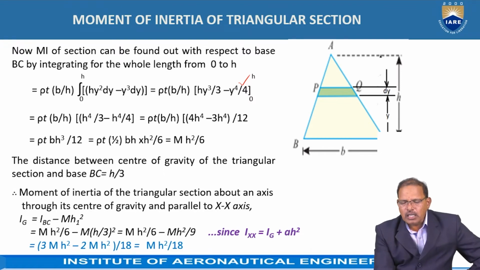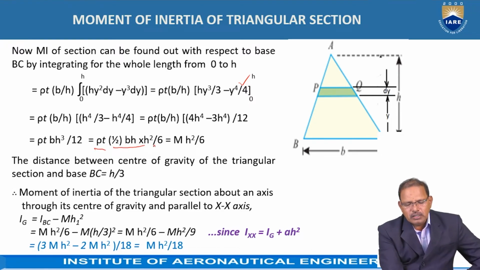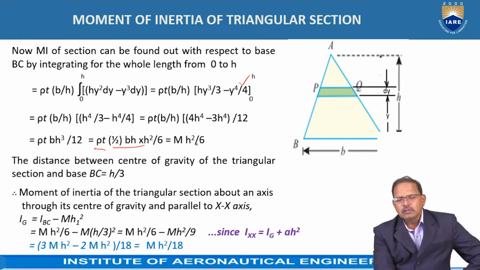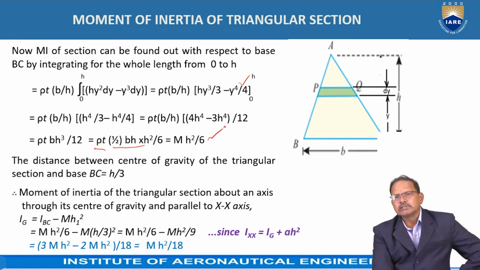Here we are converting using the area of the triangle, which is half of the product of base and height, equal to half into b into h. The remaining term is h squared by 6. So rho t and area together give the mass of the body, multiplied by h squared by 6. It can be written as m h squared by 6. This is known as the mass moment of inertia of a triangular section, which has uniform thickness t, about BC. It is given by m h squared by 6.